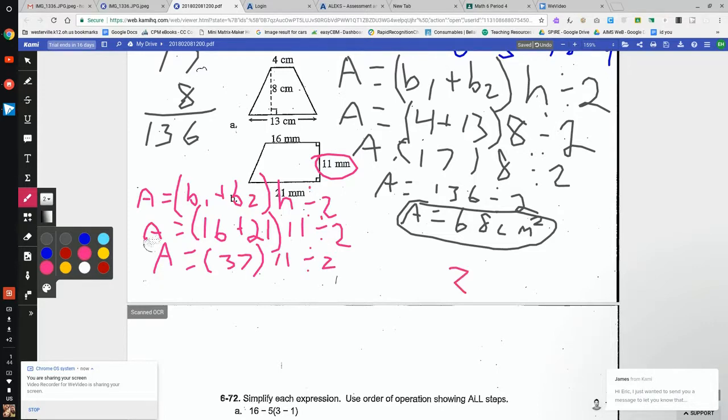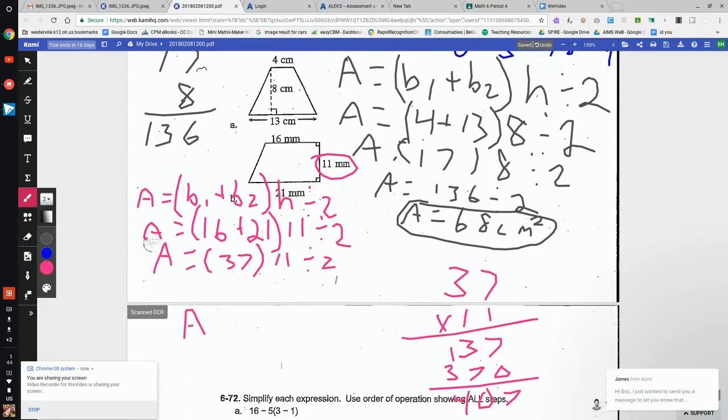We'll go over here and do 37 times 11. 7 and 3, bring down a 0. 7 and 3, add them up. We get 407. So area equals 407 divided by 2. So half of 400 is 200. Half of 7 is 3.5. So it should be 203.5 millimeters squared.